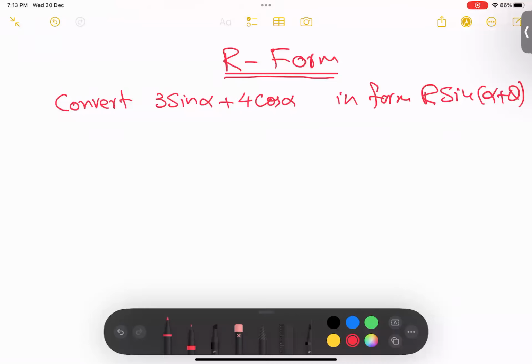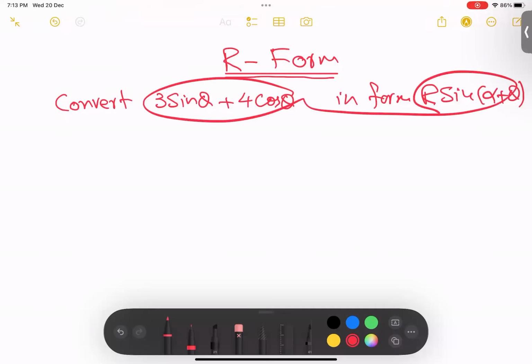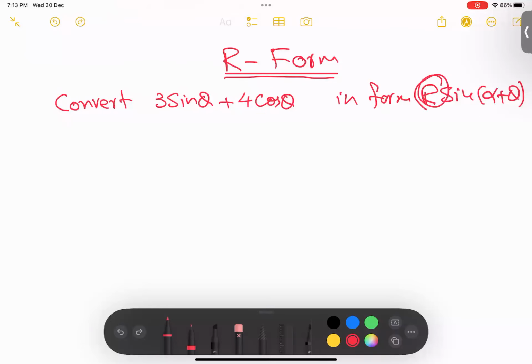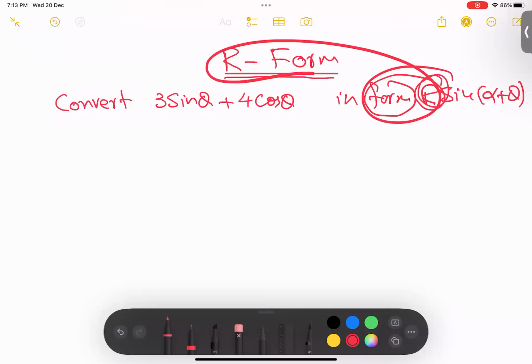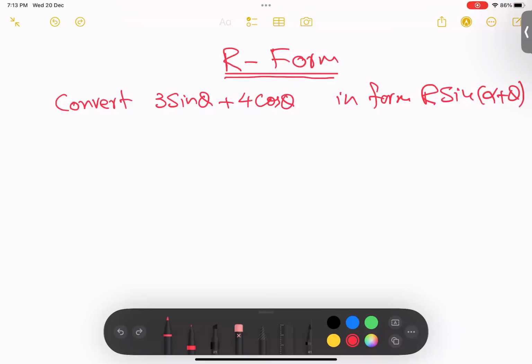Yes, I think it is clear. I think we have to make this theta, this theta and this theta. Now it is correct. Now we have to convert, the examiner can ask you to convert this whole thing in this format. Because there is R, it is called R form. That is the reason, I believe you will understand. So let's start.